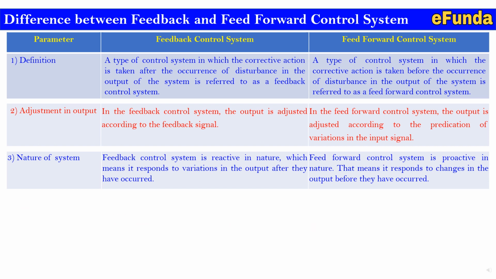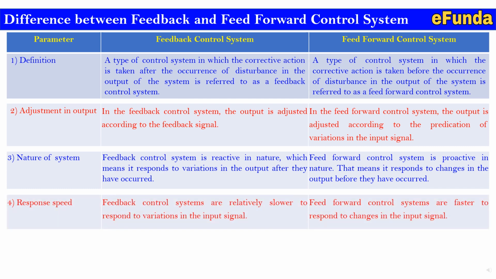Fourth is the response speed. Feedback control systems are relatively slower to respond to variation in the input signal, whereas the feed forward control systems are faster to respond to the changes in the input signal.